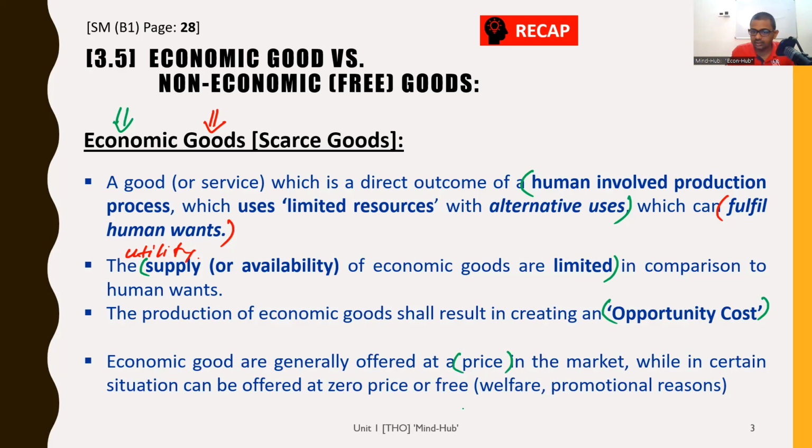In a market, right? While in certain situations they are offered at what? Zero price, or free. That also can happen. It could be for welfare reasons, right? Mainly by the government, or maybe some charities. Or for promotional reasons by businesses, sometimes we give economic goods free of charge.